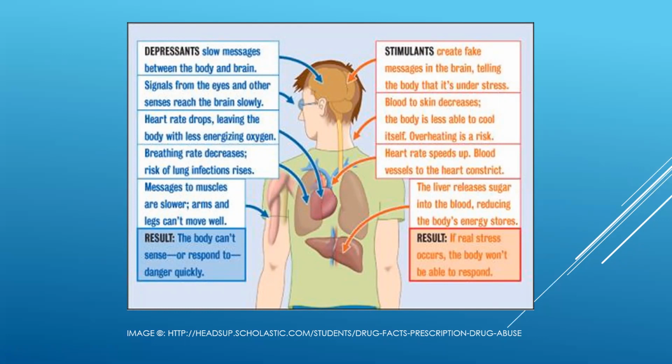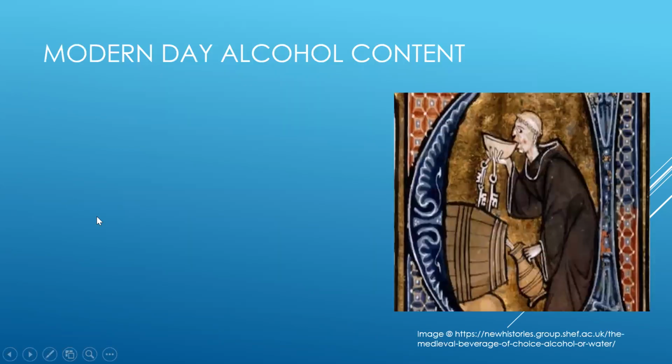On a purely neurological basis, messages from the brain to the muscles are a lot slower. Your arms and legs can't move as well, and the result is that your body is not able to respond quickly to any situation, but also, importantly, it's not able to respond quickly to dangerous situations. Unfortunately, we have many examples of that, ranging from drunk driving accidents to people becoming intoxicated and putting themselves into a variety of unsafe situations, whether they're alone or around other people.